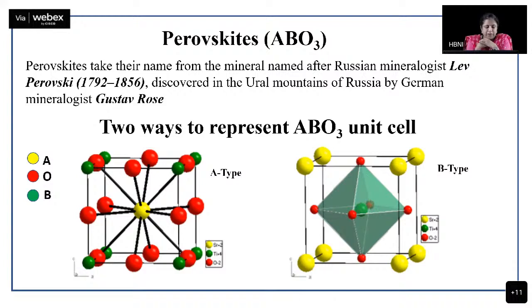So when we talk of A type, what we say is, now your A cation is a bigger cation, the biggest cation out of the 3 ions you have here, 2 cations and 1 anion. Okay. So obviously its coordination number is highest. So in A type, let's say my yellow is A. Look at the left hand side figure. A is lying at the body center. Okay. And if you have A at the body center, then your B will be at the corners of the cube. Okay. And your oxygen would be at the edge center.